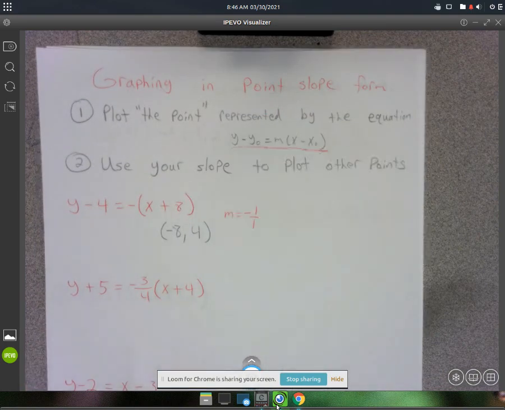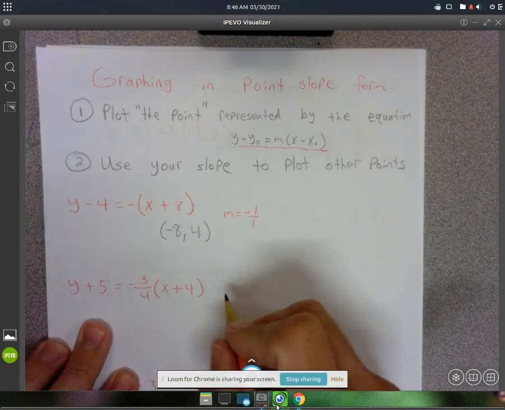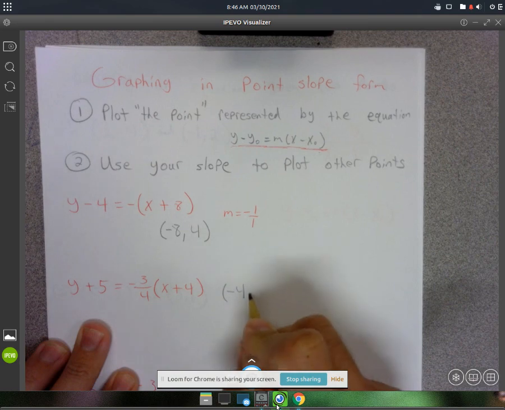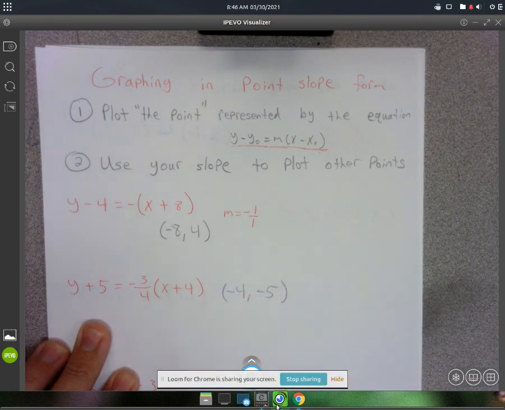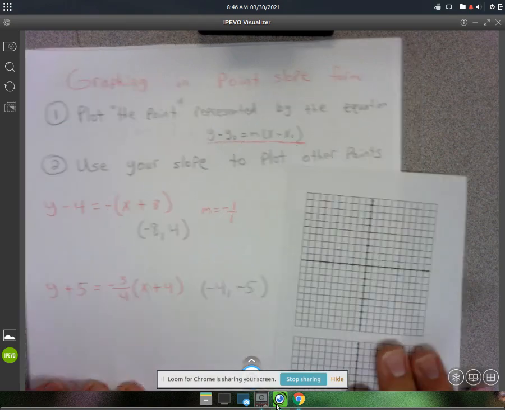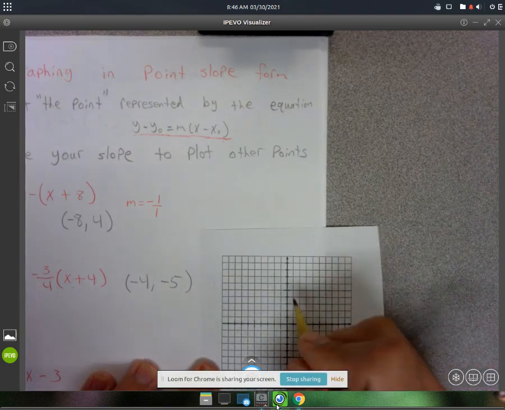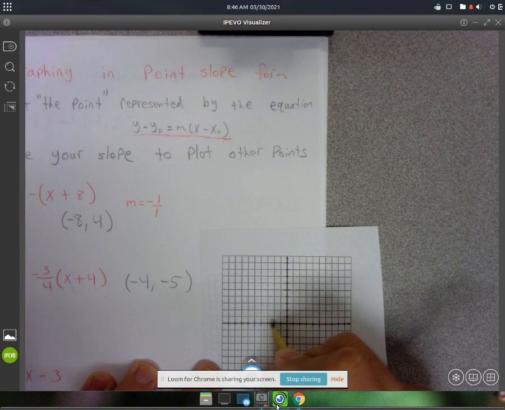Let's do the next one here. So the point that's representing is going to be -4 for x and -5 for y. Those are the values that you could plug in and get 0 for x and get 0 for y. So I'm going to plot that one first. -4, comma -5. So 1, 2, 3, 4. So 4 to the left, and then down 5. 1, 2, 3, 4, 5.